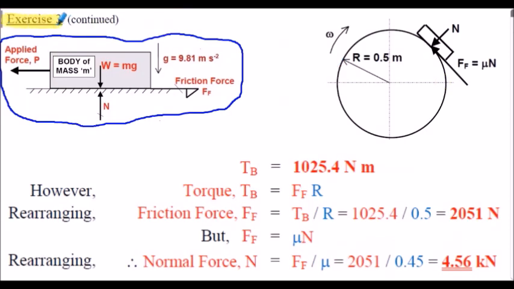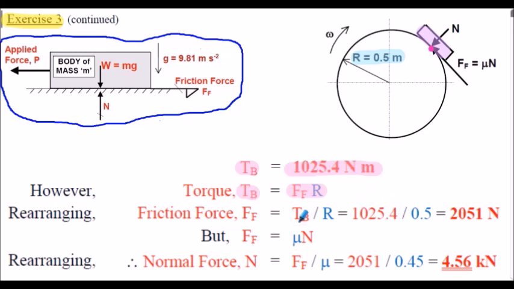Exercise 3 solution continued here. On the left hand side I've just repeated a frictional model for reference, and on the right hand side I've shown a depiction of the brake block contacting the rim of the drum, shown here. So we calculate our braking torque previously, the 1025.4 Newton meters. We know that braking torque is equal to the frictional force multiplied by the radius. We've got the radius from the question, it's 0.5 meters.